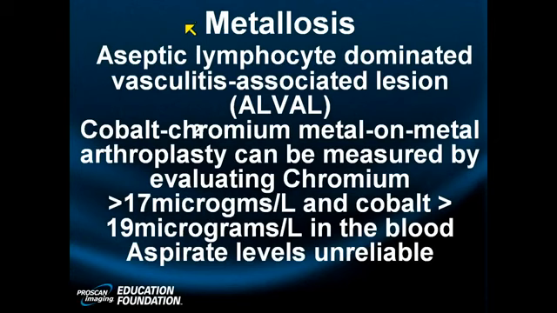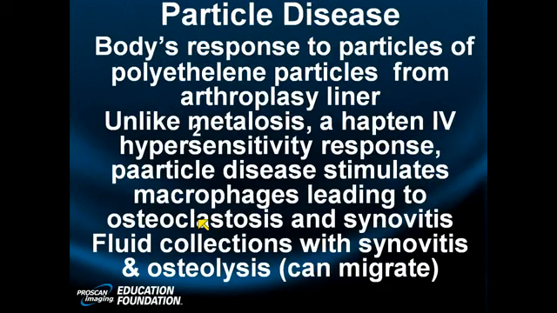Metallosis is associated with something called aseptic lymphocyte-dominated vasculitis-associated lesion. I don't know why they came up with such a long name, ALVAL. We see this in cobalt, chromium, metal-on-metal arthroplasties, and it can be measured by evaluating chromium levels and cobalt levels in the blood. You can do a blood test for it. 17 micrograms for chromium, 19 for cobalt. Aspiration, unreliable. Don't stick a needle in it.